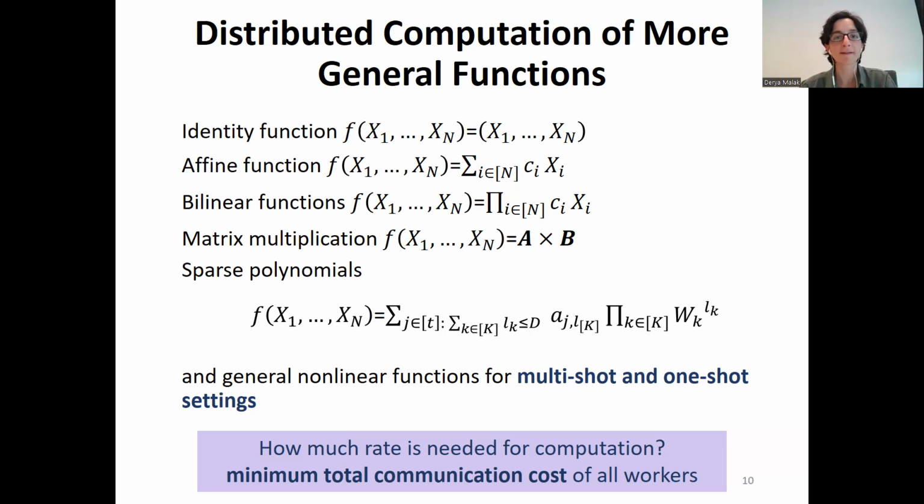And I can increase the number of examples, but for this talk, I will only consider very simple examples that we can understand easier. And of course, we can do the computations of such nonlinear functions or linear functions in single shot or multi-shot settings as the block length goes to infinity. And the goal is to understand how much rate we need to be able to perform this computation by the master node. So that will describe the minimum total communication cost of all the workers.